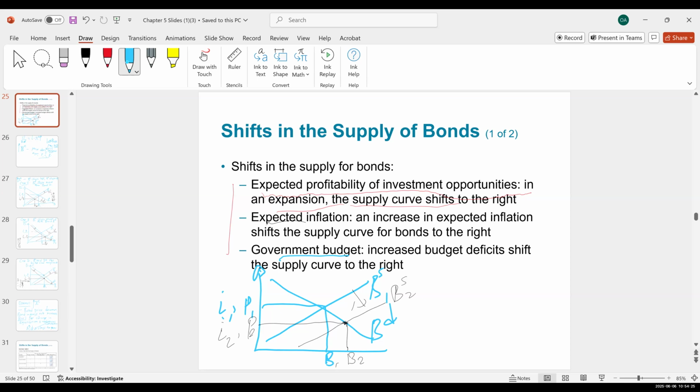So if the government increases its budget deficit, that means the government is going to be issuing a lot of bonds to finance that deficit. Does that make sense?